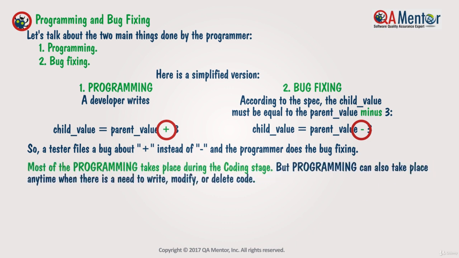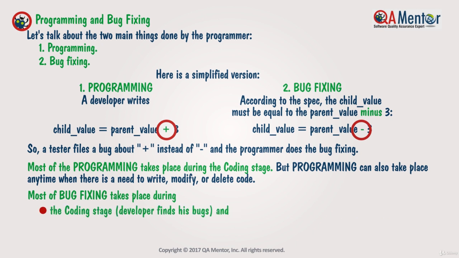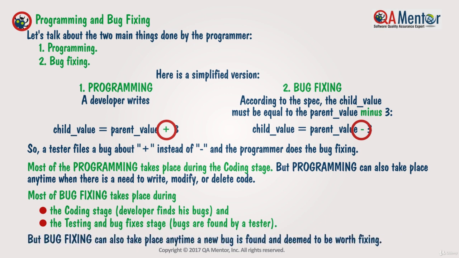Most of the programming takes place during the coding stage, but programming can also take place anytime when there is a need to write, modify, or delete code. Most of the bug fixing takes place during the coding stage, when the developer finds his bugs, and the testing and bug fixes stage, when bugs are found by a tester. But bug fixing can also take place anytime a new bug is found and deemed to be worth fixing.